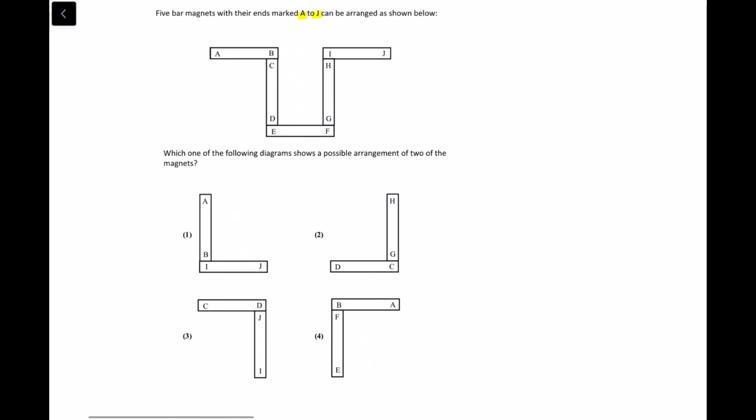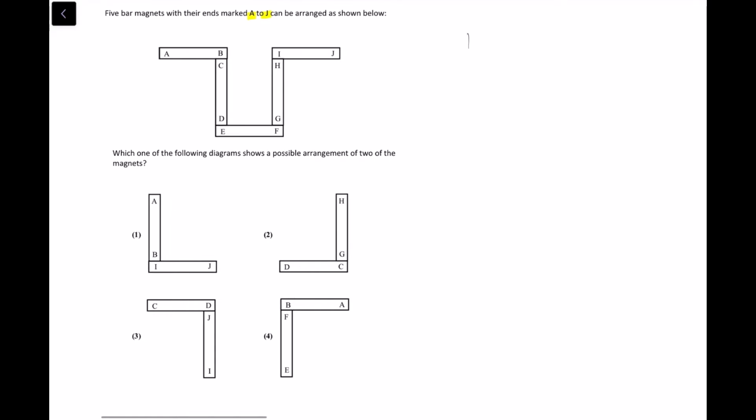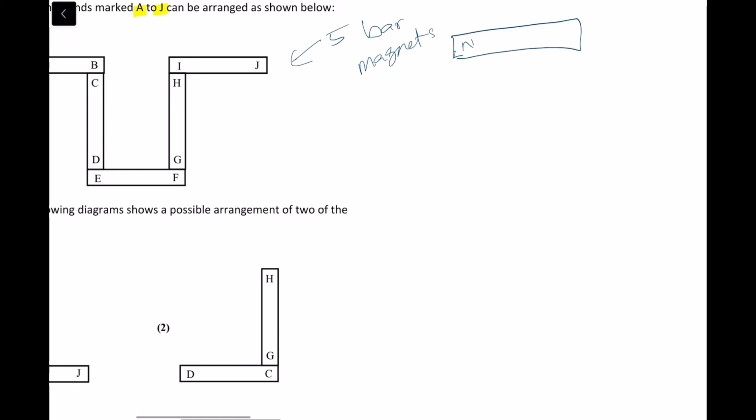Okay, so first let's get over with the basics of magnets. Any magnet, be it a bar magnet, a horseshoe magnet, or a button magnet, all of them have a north and a south pole. In this scenario, we are given 5 bar magnets, and one side is the north pole, the other side is the south pole.